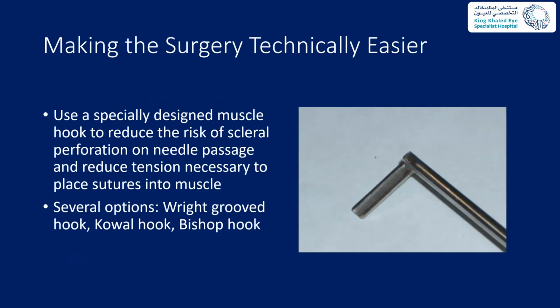Use of grooved muscle hooks can make the surgery technically easier, and these have saved me in many strabismus cases with tight muscles and thyroid eye disease. They help reduce the risk of scleral perforation on needle passage and reduce the tension necessary to place sutures in the muscle, and may reduce the risk of the pulled-in-two syndrome, or PITS. There are several options for consideration: the Wright grooved hook, the Koval hook, and the Bishop hook.